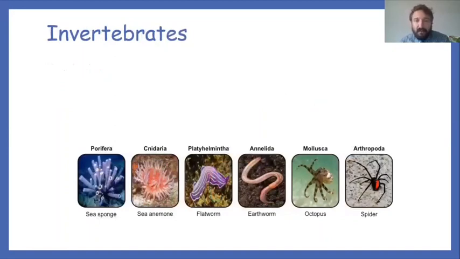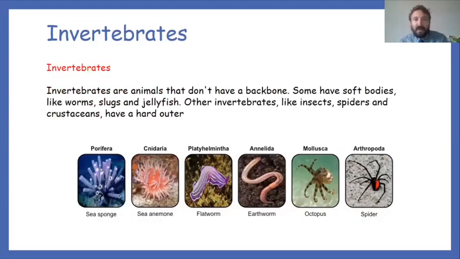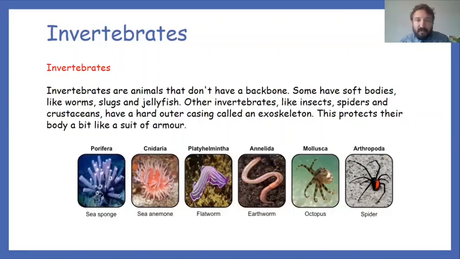So the opposite to that is invertebrates. People might be a bit squeamish there, there's a bit of a spider. Invertebrates are animals that don't have a backbone, and some have soft bodies like worms, slugs, or jellyfish. You can see the common earthworm there. I'm sure you've picked up a worm before and felt how soft their body is.